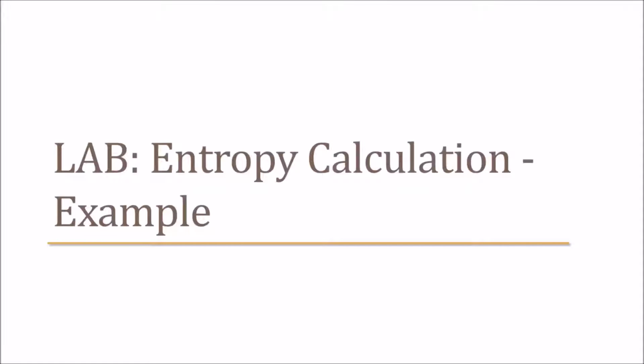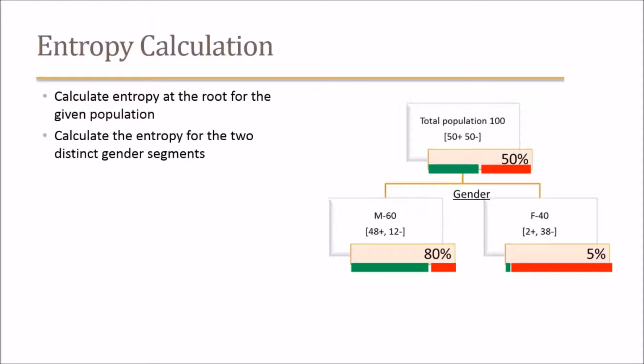Now you can try one more example of calculating entropy based on gender. We have already seen for the root the entropy is 100% impure here. So what is the impurity for this segment, that is male segment? What is the impurity for this segment, that is female segment, which has 40 records, two of them positive, 38 negative. Looks like this must be a pure one. This is somewhat pure but not really pure: 48 positive, 12 negative out of 60. Let's calculate the entropy in those two segments as an exercise.